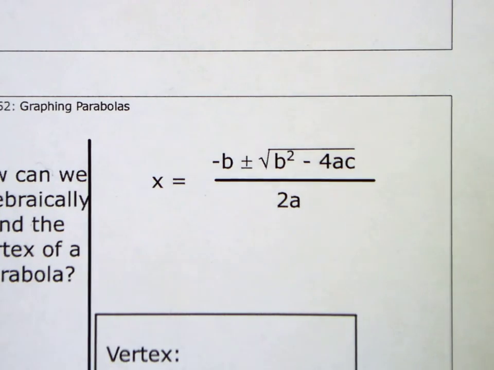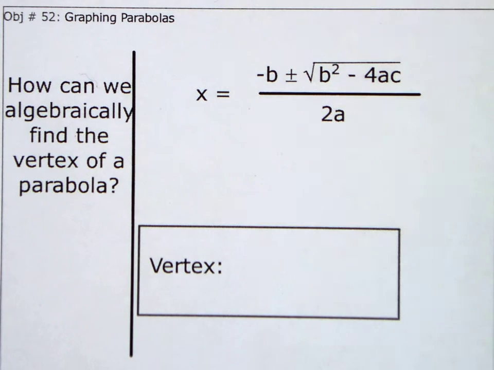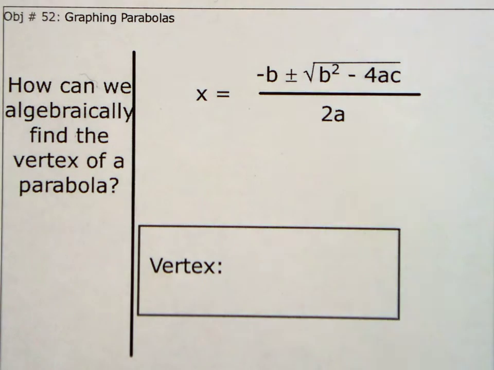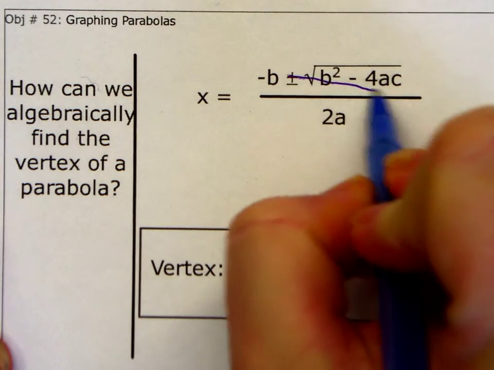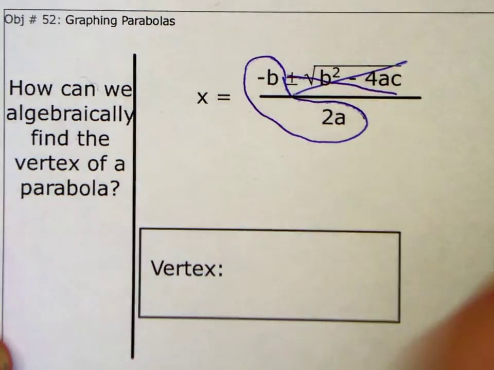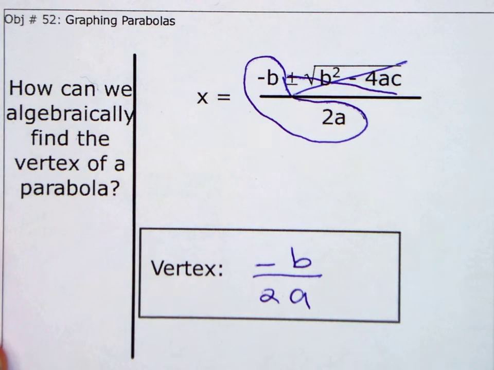All right. How can we algebraically find the vertex of a parabola? Yesterday I gave you the x value, but now I'm going to give you a formula. It comes from the quadratic formula. If you completely ignore the radical, this is the formula for finding the vertex: negative b all over 2a. So we ignore all the radical piece. Negative b over 2a is your formula for the vertex. Okay?